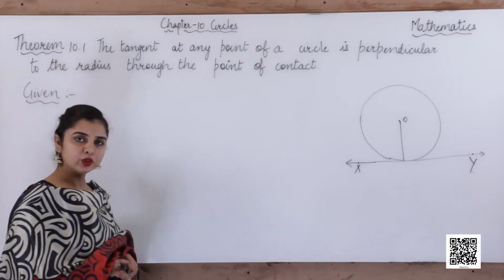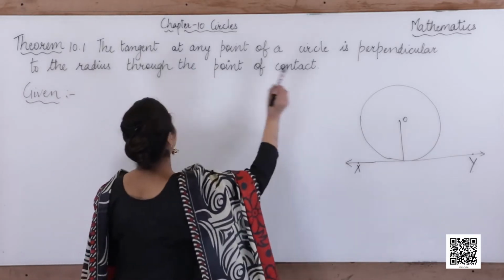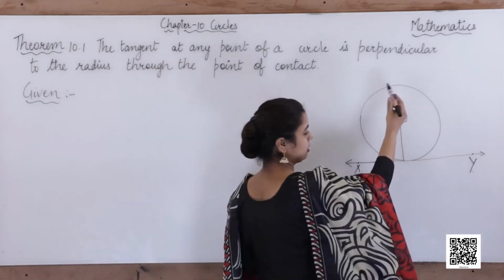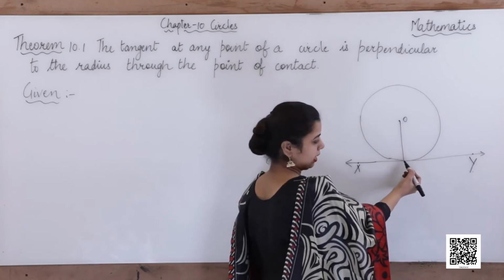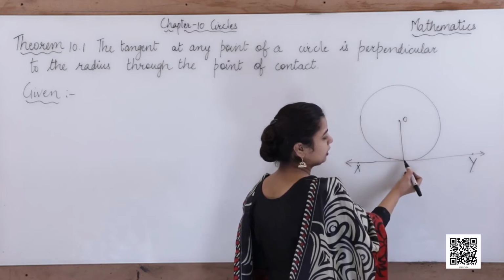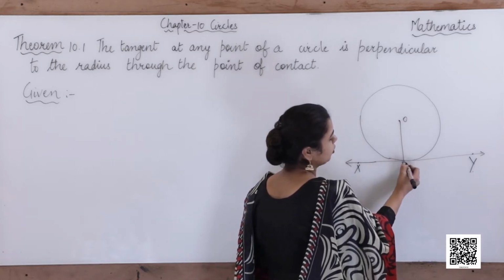So children, we are going to do the theorem. The tangent at any point of a circle is perpendicular to the radius through the point of contact. So here I have taken a circle and this is the tangent XY. We have to prove that this tangent is perpendicular to the radius at the point of contact. Let me mark this point as point P.